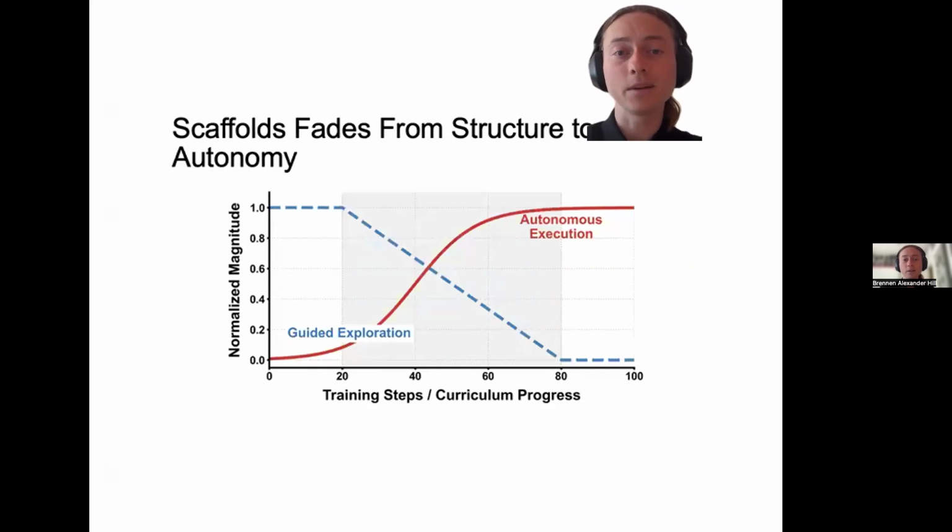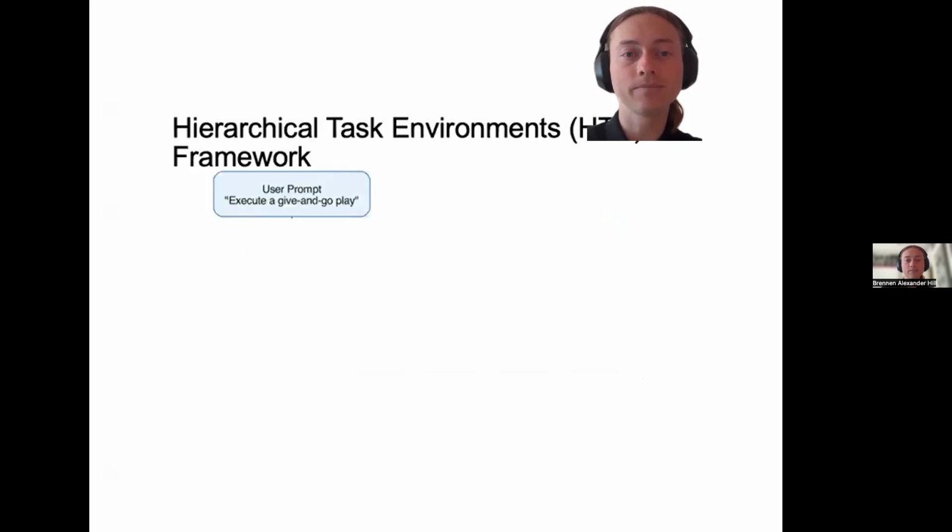A critical component of this framework is that the structure is temporary. As you can see in this graph, we employ a scaffold fading mechanism. In the beginning, the blue line, the environment provides heavy guidance and intrinsic rewards. However, as the agent demonstrates mastery, we fade the scaffolding out. This forces the agent, the red line, to internalize the policy, transitioning from guided exploration to fully autonomous execution at the end of the curriculum.